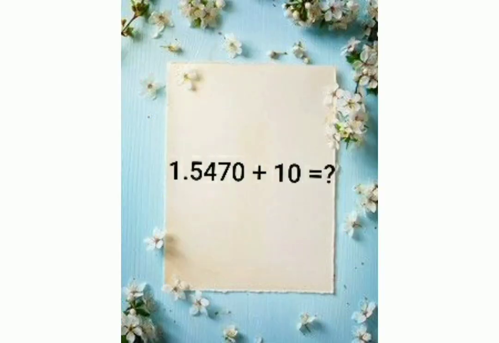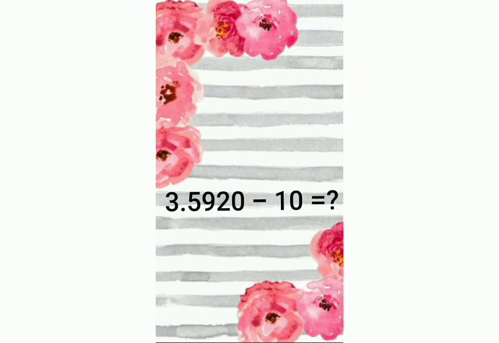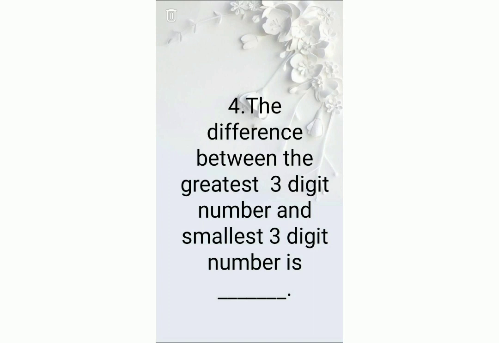Okay. The first mental sum: 5,470 plus 10. And the second one, 6,000 plus 100. And the third one, 5,920 minus 10.